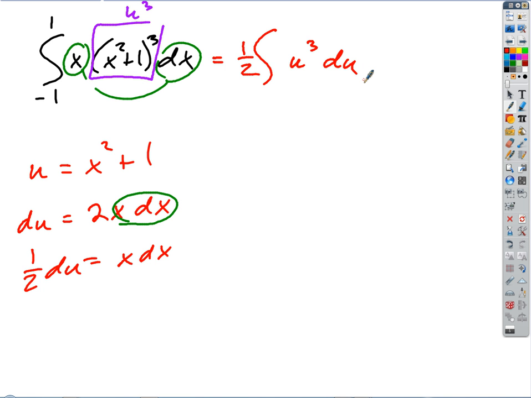Okay, but look what we can do here. Instead of having to go through the hassle of reversing this substitution and applying the original limits of integration, let's change them. We changed variables, so let's change the limits correspondingly. The upper limit is when x equals 1. But when x equals 1, what is u going to equal?